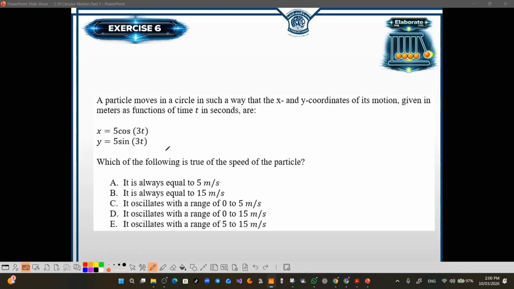Now again, we have the same equation, 5 cosine 3t, 5 sine 3t. Which of the following is true of the speed of the particle? So we need to know what is the speed. To find the speed, we first apply the derivative. So the Vx is equal.